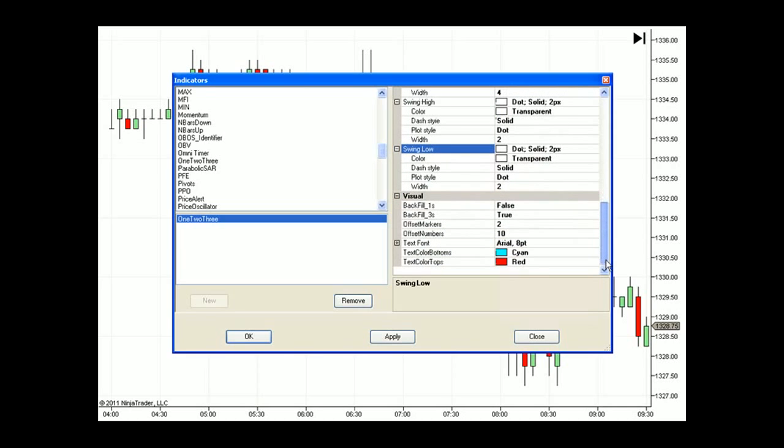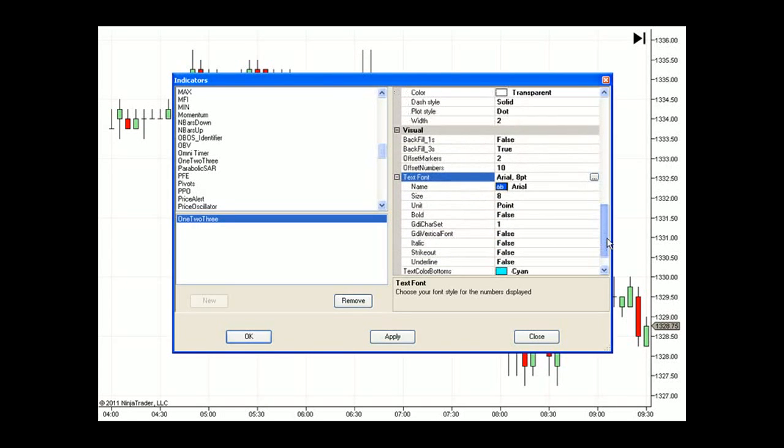The last things that we have to adjust here are the indicators themselves. You do have the option of backfilling your 1 signal and your 3 signals, and I'll show you in a moment what those are going to look like. And once again, that's just to make them a little bit more noticeable. Offset markers, offset numbers, these are just parameters to adjust the spacing of the indicator relative to the bars on the chart. The text, this would refer to the bar size, the indicator size.